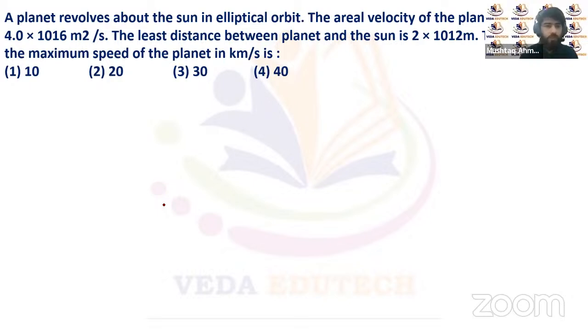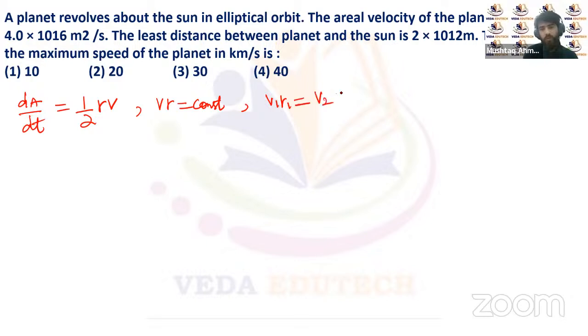So we have to find the maximum speed. The least distance between planet and the sun is 2 into 10 to the power 12. Okay, we know that area velocity is a constant. That's dA over dt, which is half times r multiplied by v, half rv. So from here we can say that vr is a constant, or we can say that v1 r1 must be equal to v2 r2.